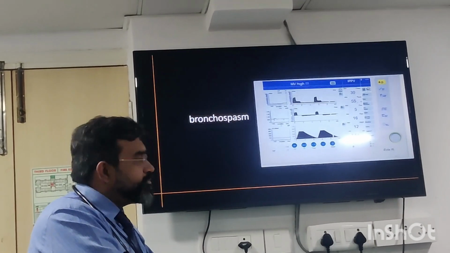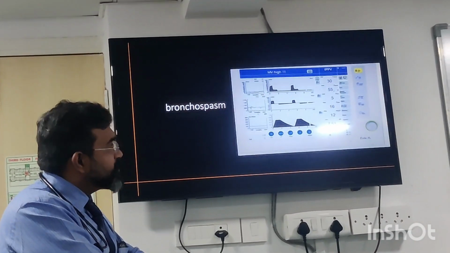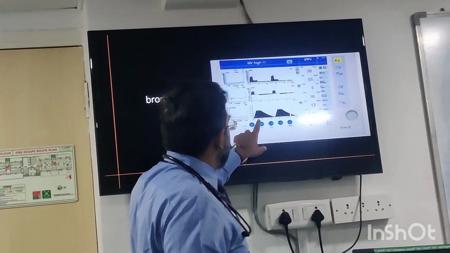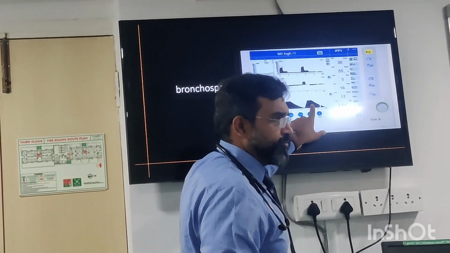What is happening to the volume? First tell me what is happening to the volume. Is the volume constant? Volume is constant, right? You are getting the same volume. Volume is constant.